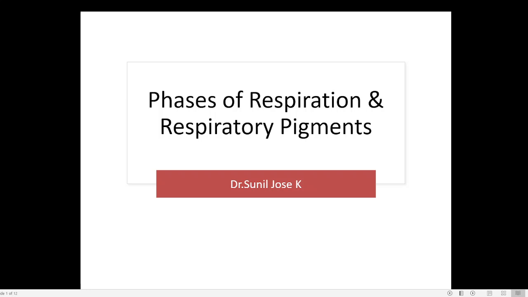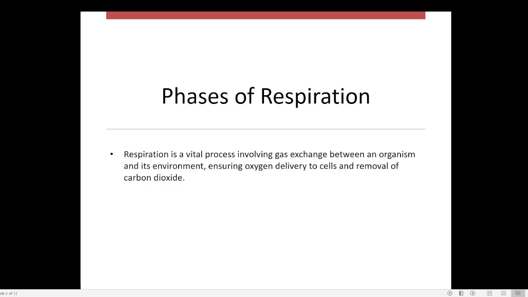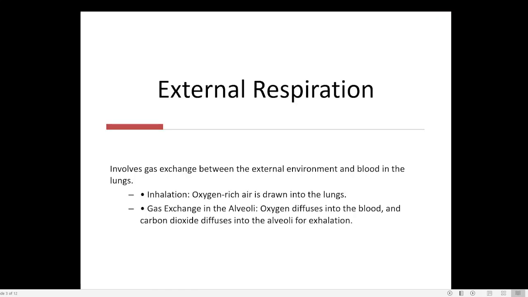So in the case of phases of respiration, we have to see there are two different phases in respiration. To start with, respiration is actually the exchange of gas between an organism and its environment. This definition you have studied maybe from high school class onwards. The main purpose of respiration is to give oxygen to the tissues and give out carbon dioxide from the body. That is the primary purpose of respiration. And we have two different phases in respiration.